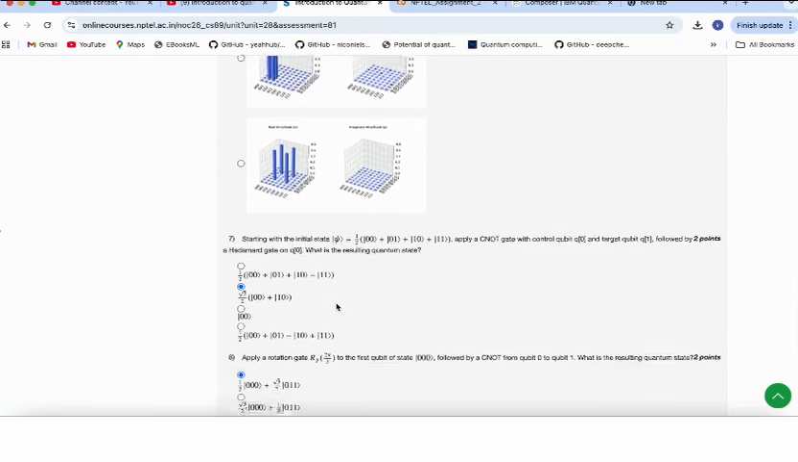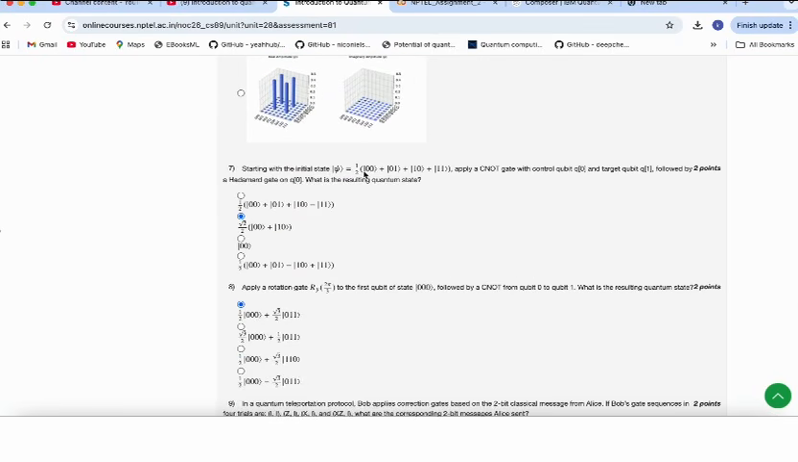Right? And the next one, starting with the initial state, they have given the initial state as I, right? So 1 by 2 0 0. So this is the probability. What they have given is psi, which is applicable on all the qubits, so the entanglement is on all the qubits. They have given psi. So apply a CNOT gate with the control qubit Q0 and a target qubit Q1, followed by a Hadamard gate on Q0. What is the resultant quantum state?